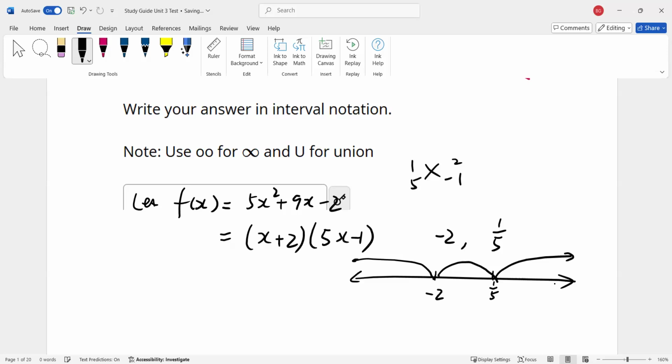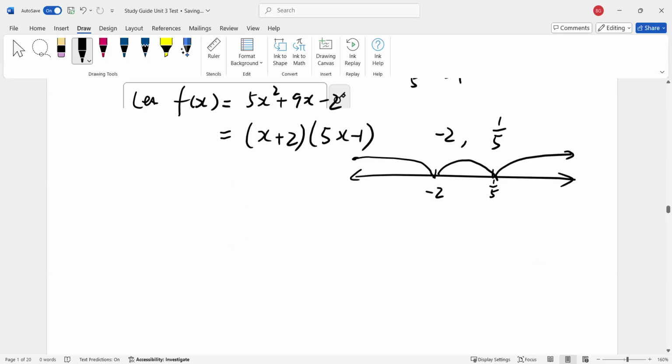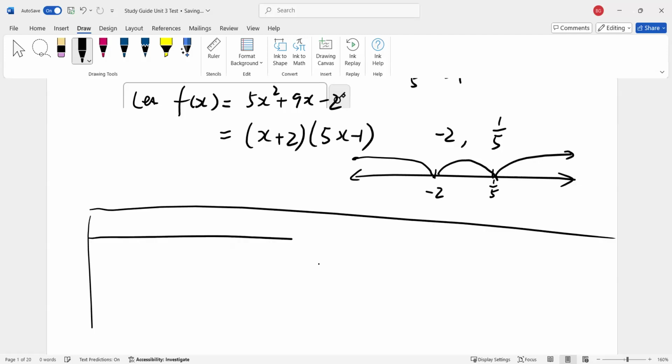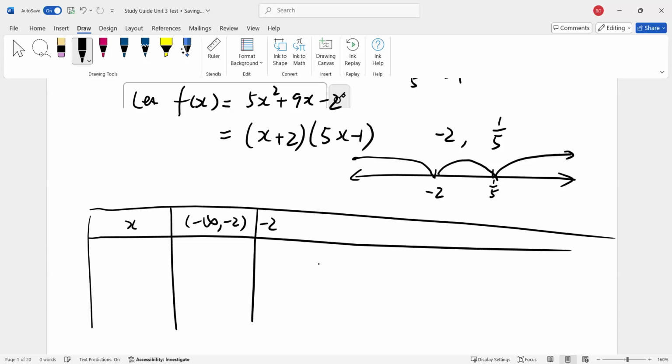Okay, sign chart method. You can use different methods, but I like the sign chart method. It's a very good method. So I'm going to keep using the same method. The first interval is negative infinity to -2, we have 0 at -2, and from -2 to 1/5 open, and then we have 0 at 1/5, and from 1/5 to positive infinity open. 1, 2, 3, 3 intervals, 2 zeros.